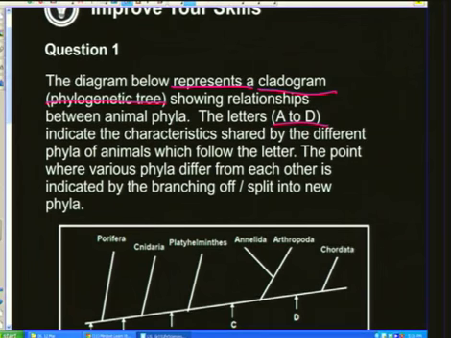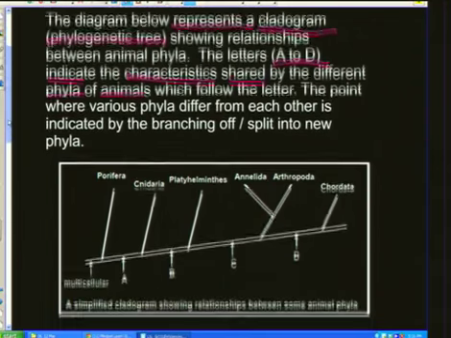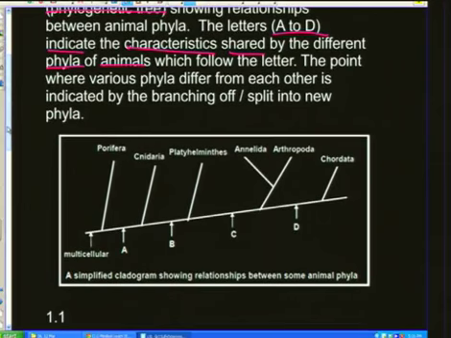And then, of course, we've got the letters A to D, which indicate the characteristics shared by the different phyla of animals. So let me bring this down. All the questions have got to do with this phylogenetic tree. If I have a look at it, we start off here with nothing. Well, there was something, but we haven't put it there.